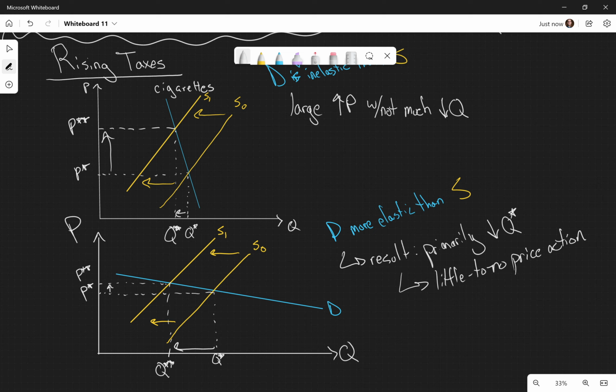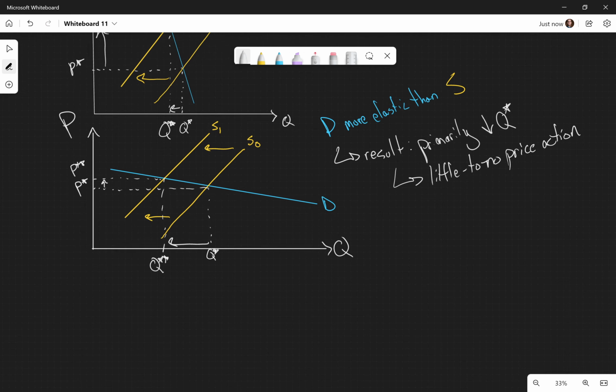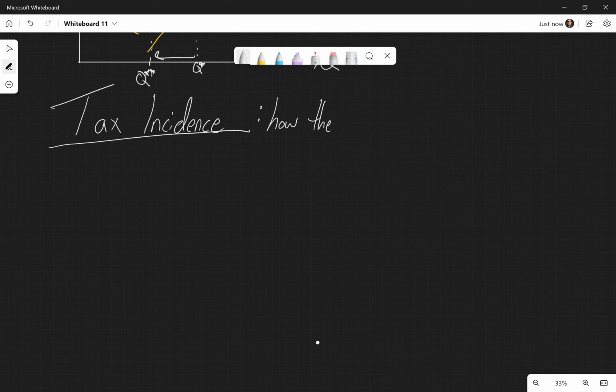So again, we talk about rising taxes. We talk about how the elasticity is very important for how much of those taxes result in increasing prices. This has a name that we're going to discuss. It's called tax incidence. Tax incidence is essentially how the tax burden is divided between consumers and producers.